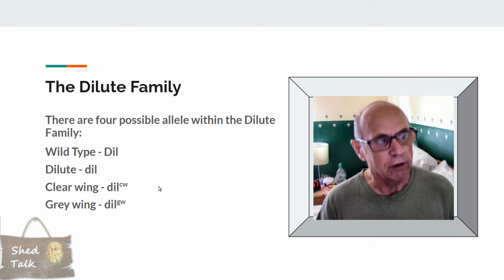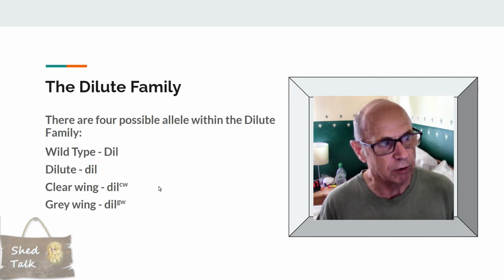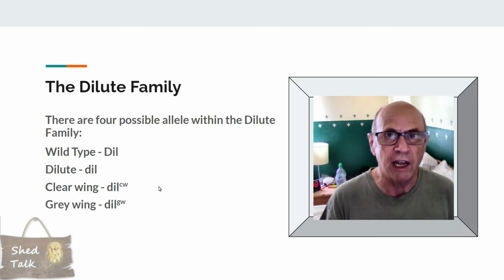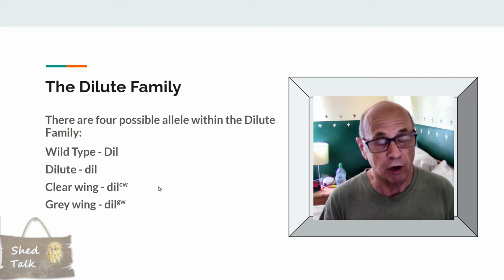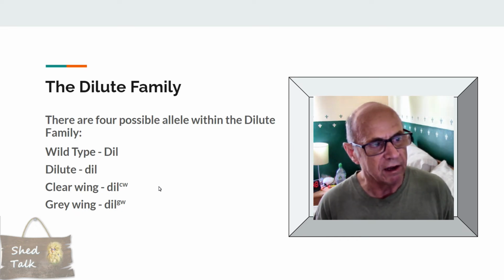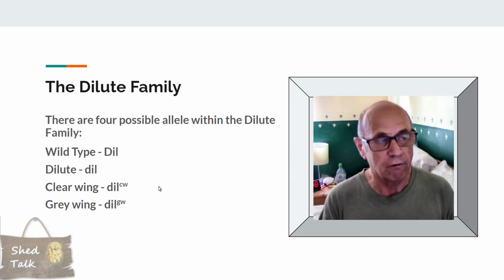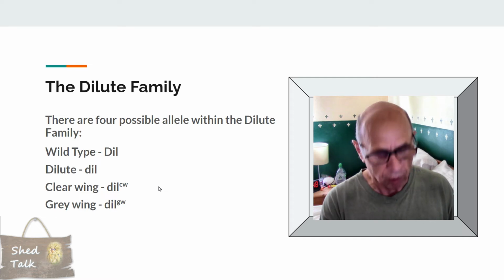We've then got the dilute, which is written as DIL, and we've then got a clear wing, which is written DIL at CW, and the grey wing, which is written DIL at GW. Now notice that there are 4 alleles within the dilute family, but again, the bird can only have 2 of those alleles, or can only inherit 2 of those alleles. So it can't be wild type with a clear wing and a grey wing allele. It can only have 2 possible combinations of those 4 genes.